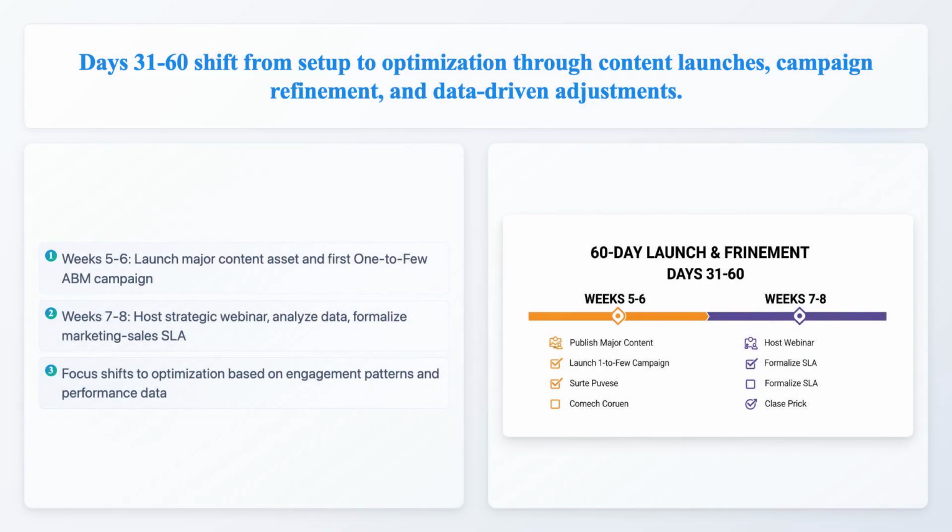Days 31-60 focus on launching content assets and refining targeting. Week 5-6, publish your first major content asset, a comprehensive white paper or your proprietary industry report. Launch your first one-to-few ABM campaign targeting a cluster of similar accounts, perhaps automotive suppliers or financial services companies. Week 7-8, host your first strategic webinar featuring external experts alongside your internal team.